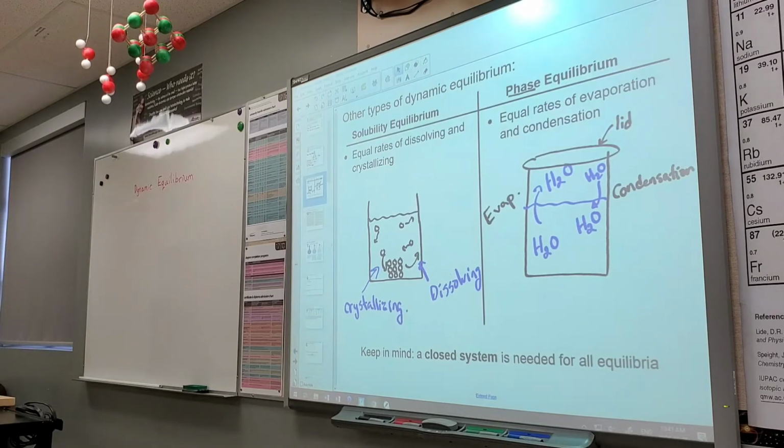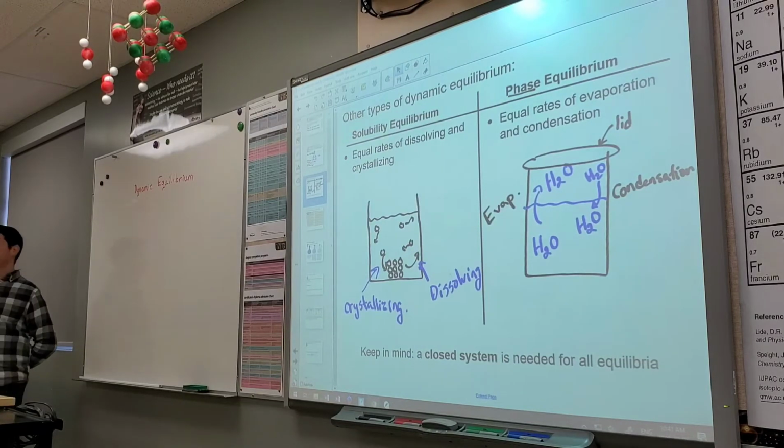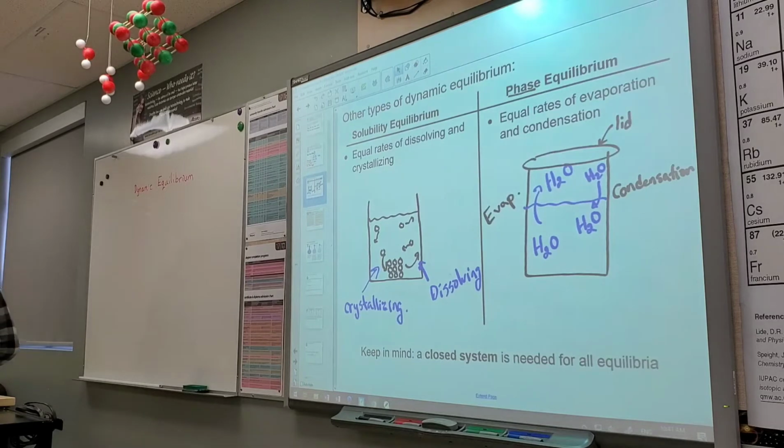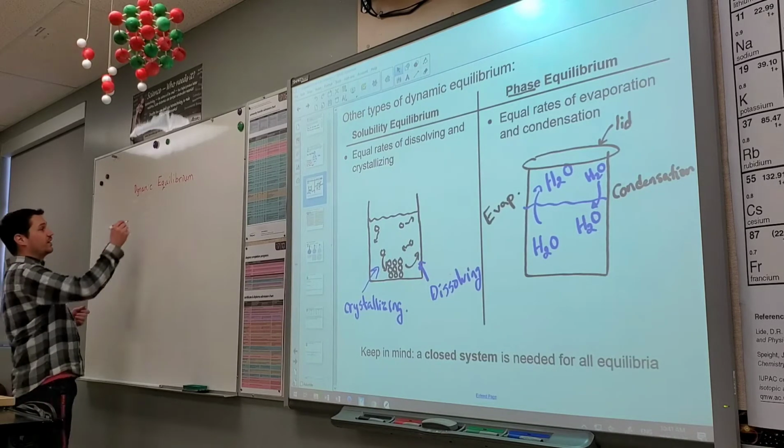Does anybody have an explanation in their own words of what dynamic equilibrium is? Scott? Where the amounts of everything stay the same, but the particles themselves are actually changing. Yeah, so I think that's a fantastic definition.